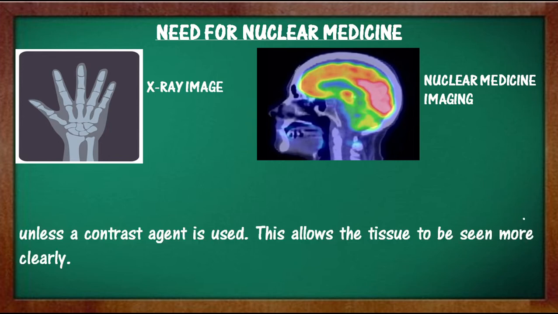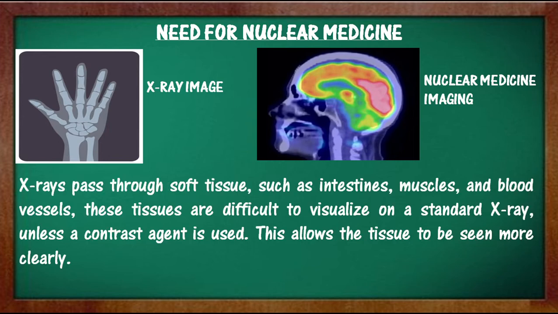If I pass X-rays through soft tissues such as intestines, muscles, and blood vessels, these tissues are difficult to visualize on a standard X-ray unless a contrast agent is used. This allows the tissue to be seen more clearly. That is what we are doing in nuclear medicine imaging. We are going to use a contrast agent, nothing but a radioisotope, to visualize the tissues more clearly.